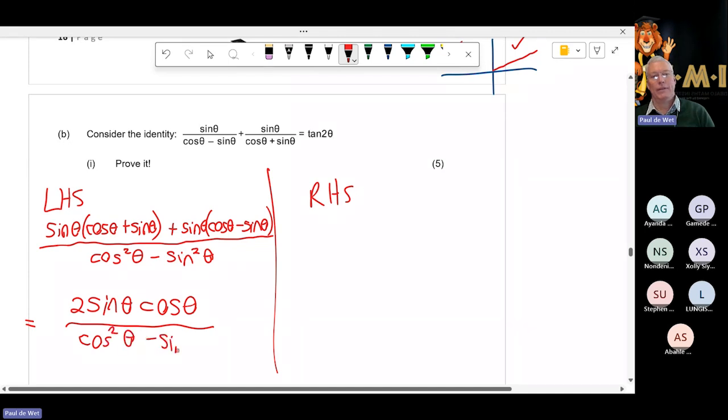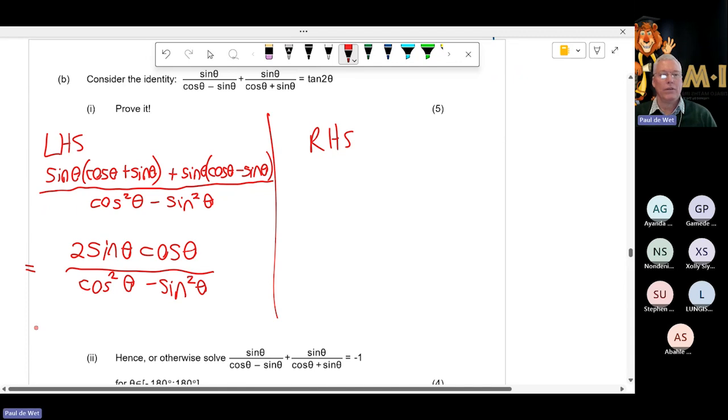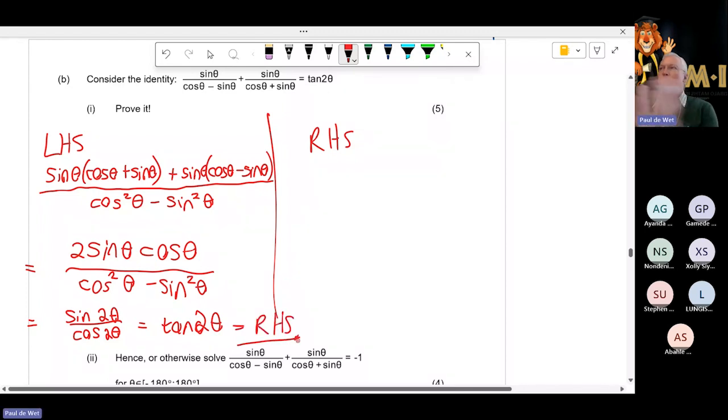Then 2 sine theta cos theta is equal to sine 2 theta. Well done. Then cos squared theta minus sine squared theta is equal to cos 2 theta. Then that equals tan 2 theta. And then I think it's quite a good idea to say equals right-hand side as well. Very well done.